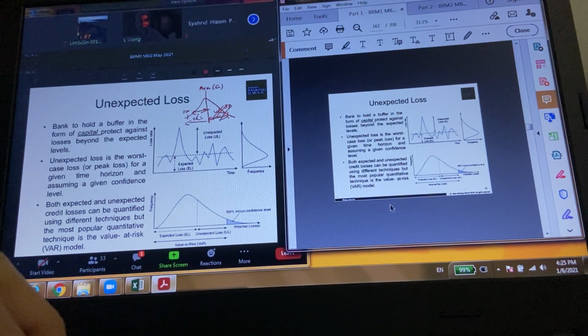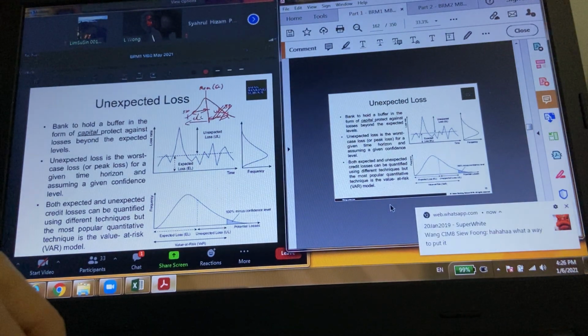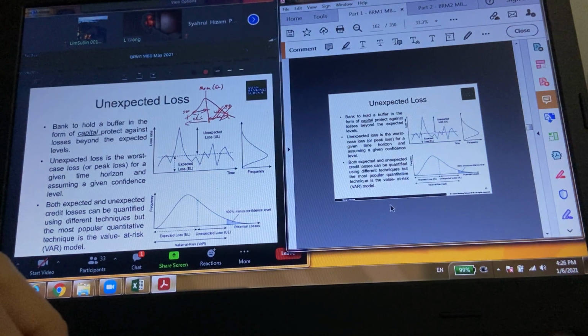And unexpected means something you didn't expect. You don't know when it will happen, and if it happens, how much. Also remember, it's not something that will happen in the ordinary course of business. Unlike expected loss, which is part of the ordinary course of business. So all you need to do is set aside some profit to cater for it. If it happens, you can use the profit you set aside to cover the losses. If it doesn't happen, the provision can be written back as profit and used for other things.